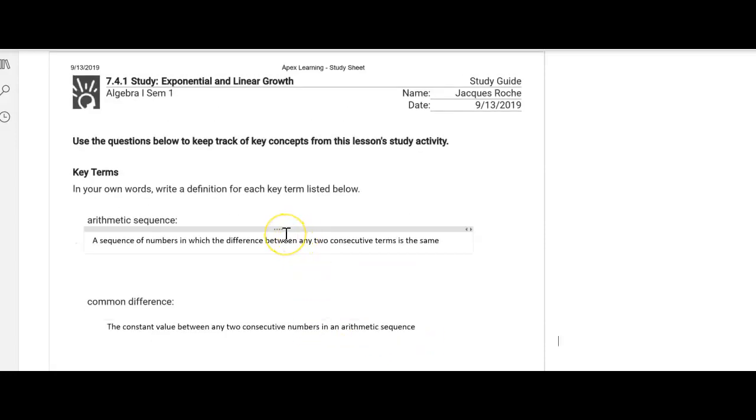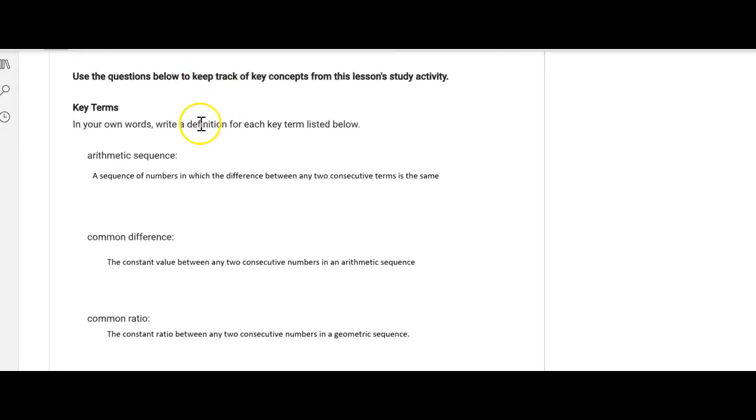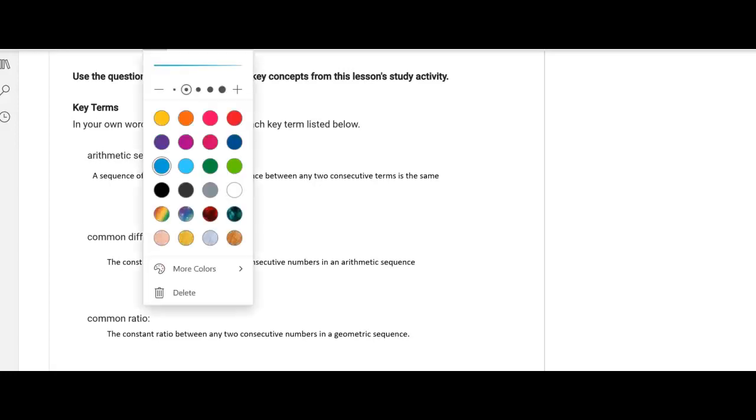Okay, 7.4 takes all of these arithmetic sequences and geometric sequences and talks about what their graphs are. So to begin, an arithmetic sequence, reminder, is a sequence of numbers in which the difference between any two consecutive terms is the same, right? Meaning you add the same amount each time. Now with that, when you graph an arithmetic sequence, it ends up being a line, or linear, which means the graph will look like a straight line. Okay?